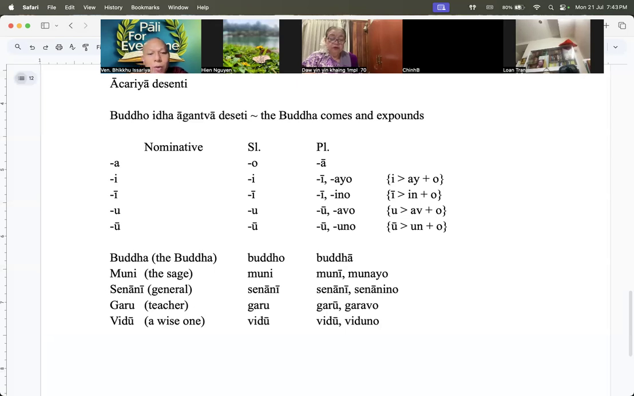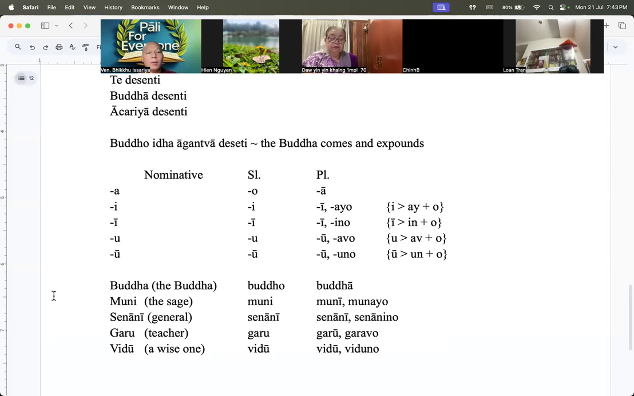So in this example, you see here, Buddho idha agantva deseti. So we can place Muni idha agantva deseti, and Senani idha agantva deseti, and Guru idha agantva deseti, and Viddu idha agantva deseti. In this way it can be understood. So Buddho idha agantva deseti.